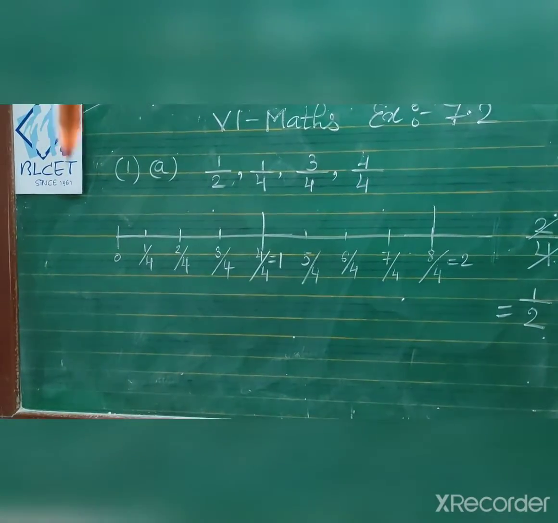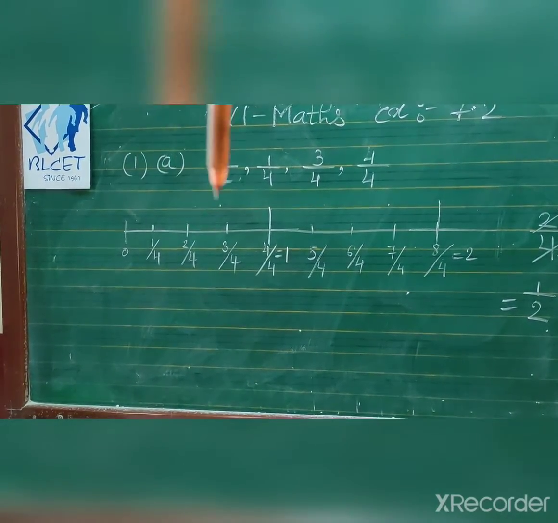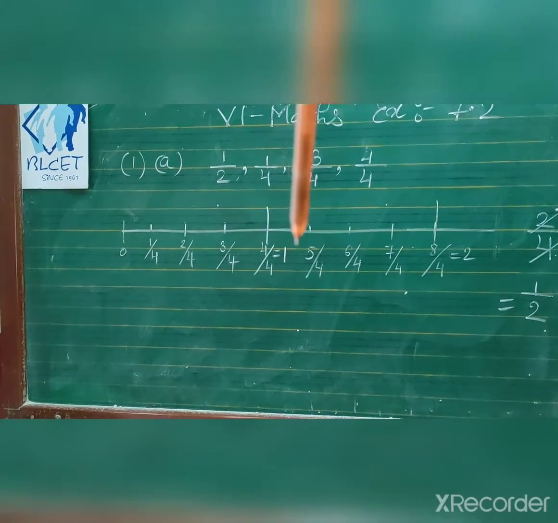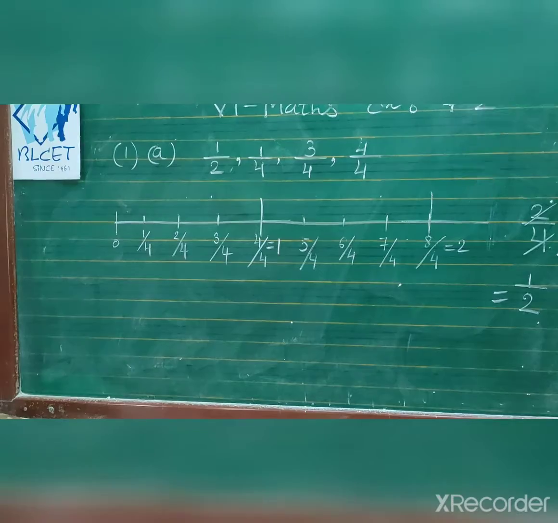So take 1 centimeter distance with the help of a ruler. Start from 0, 1 by 4, 2 by 4, 3 by 4, 4 by 4 that means 1, 5 by 4, 6 by 4, 7 by 4, 8 by 4, 8 by 4 that means 2.